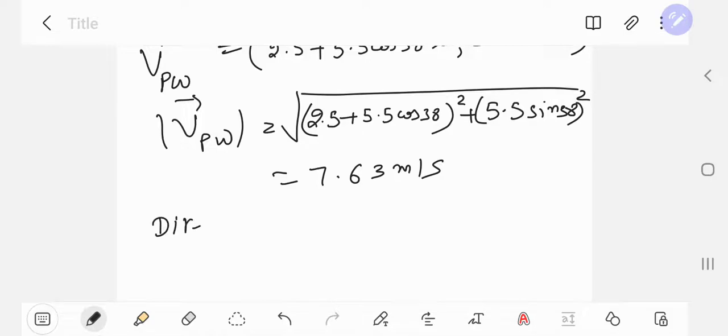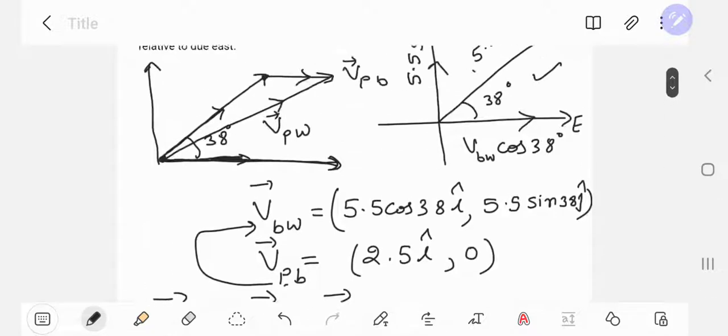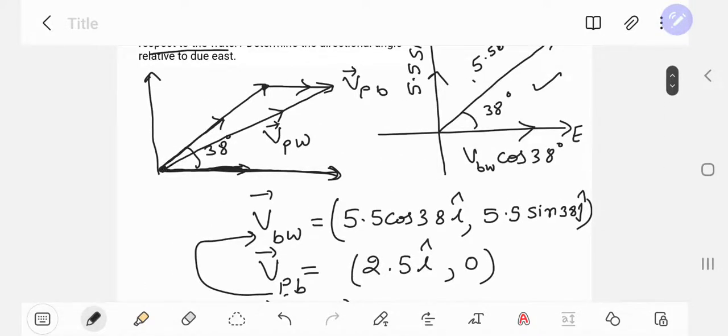Now the question is about how to find the direction. In the previous questions, we found the direction by using the tan inverse, because in that case we had the perpendicular, the opposite and the adjacent components. But in this part, this is the direction of the vector, which is this way, and this is the angle we are looking for.